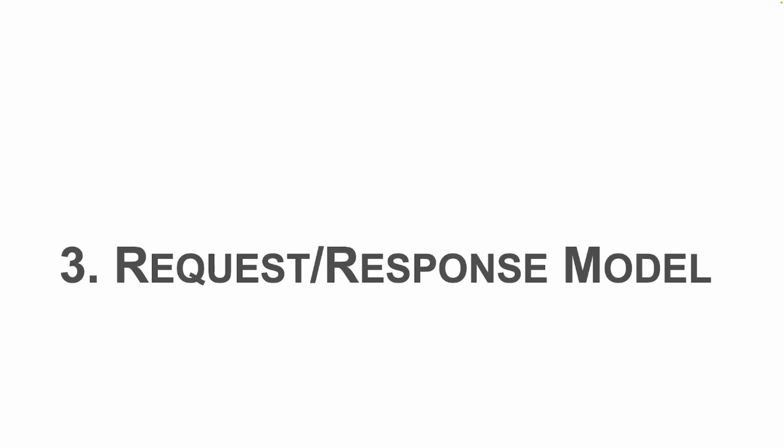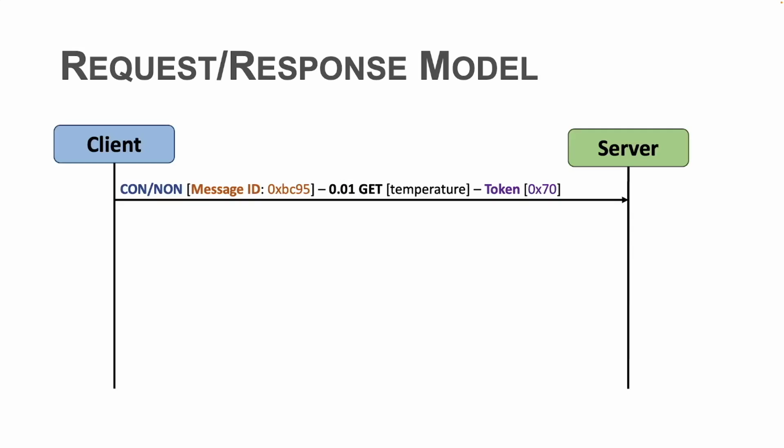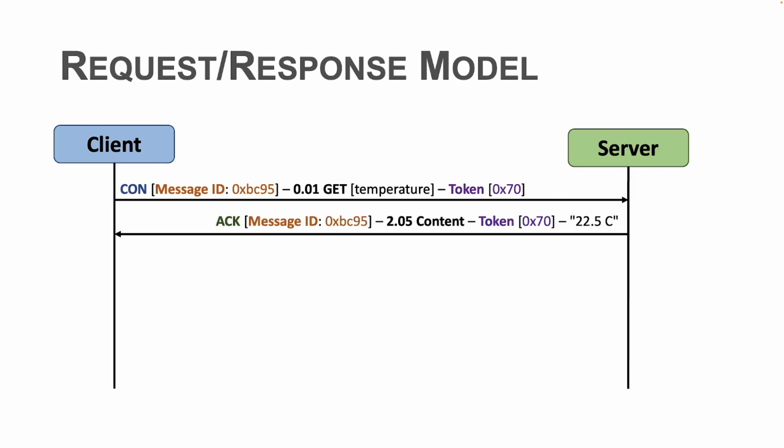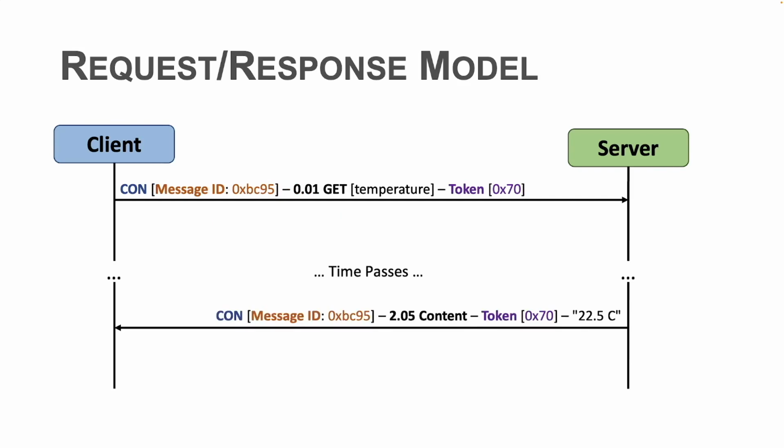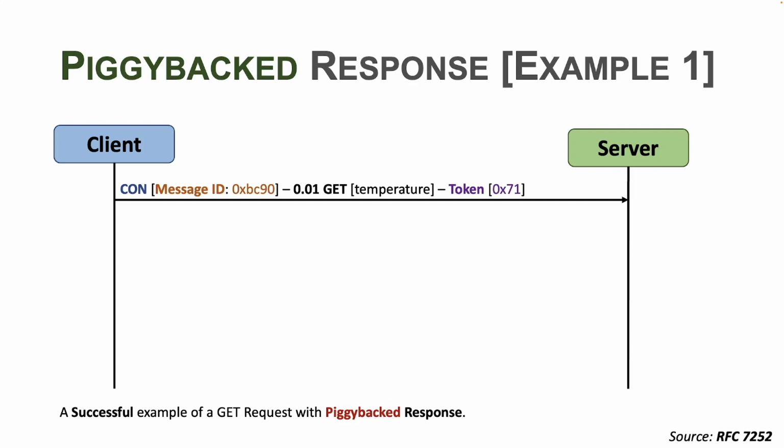Let us now proceed with the third part of this video, which is the CoAP request response model. The CoAP request response is the second layer in the CoAP abstraction layer. The request is sent using a confirmable or non-confirmable message. Then there are several scenarios depending on if the server can respond immediately or not to the client request. Now, if the response is immediately available, then it will be carried in the resulting acknowledgement message, and this is called a piggyback response. Here is a successful example of a temperature get request with piggybacked response.